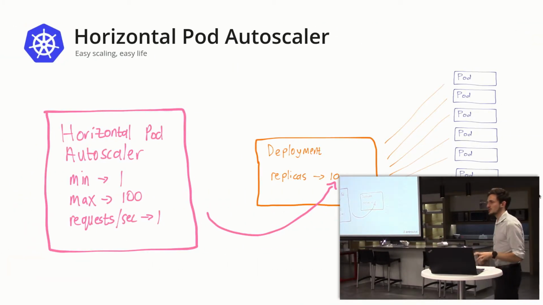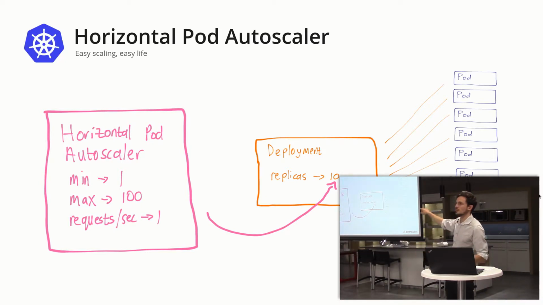A horizontal pod autoscaler just adds a bit more to that, because what it does is it allows you to change that replica's number.